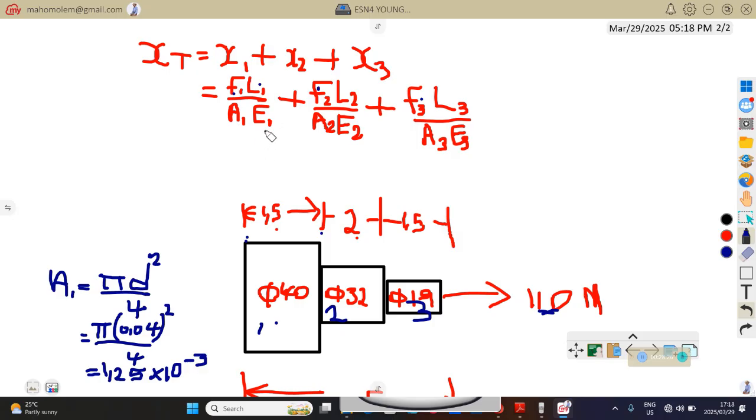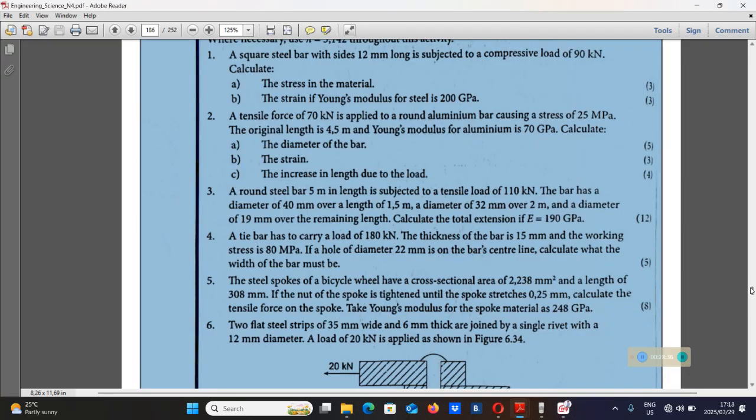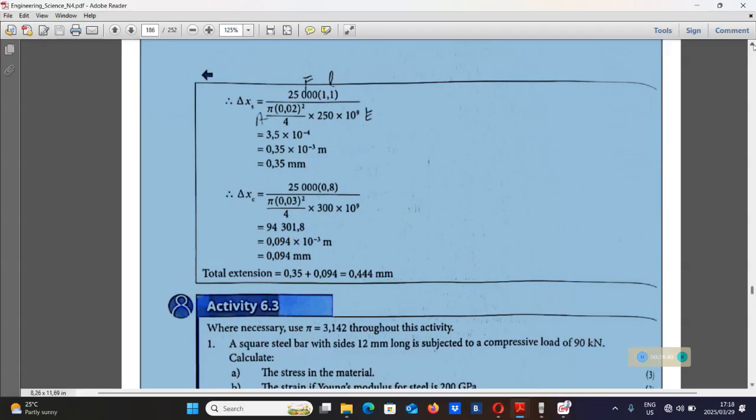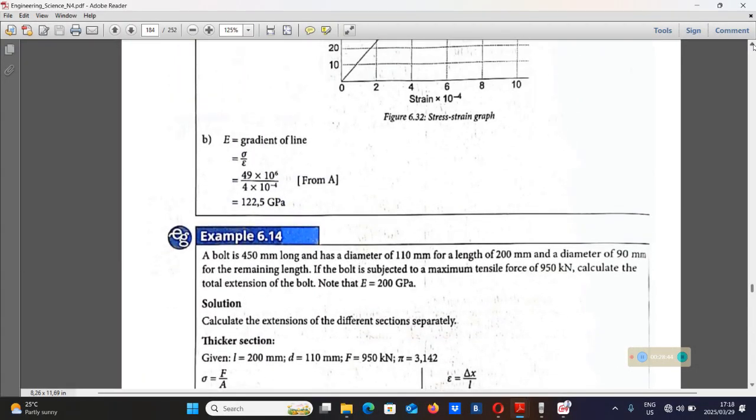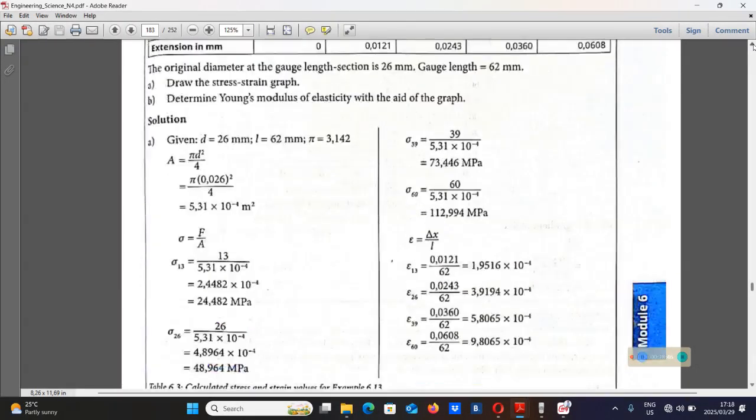and then E is the modulus of elasticity. So as I've said, E, let me see here if I can get what they're talking about E. But I've already spoken about E before, modulus of elasticity.